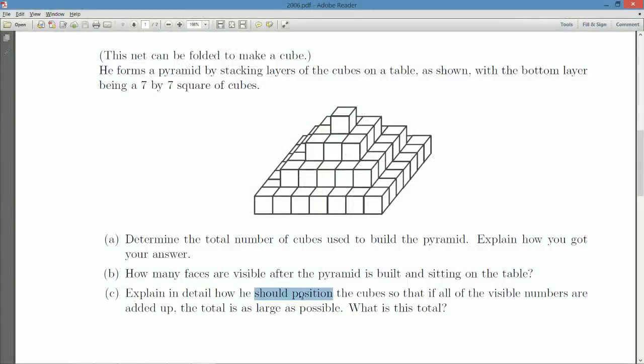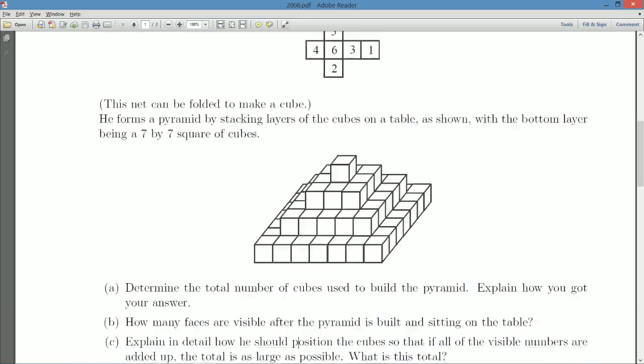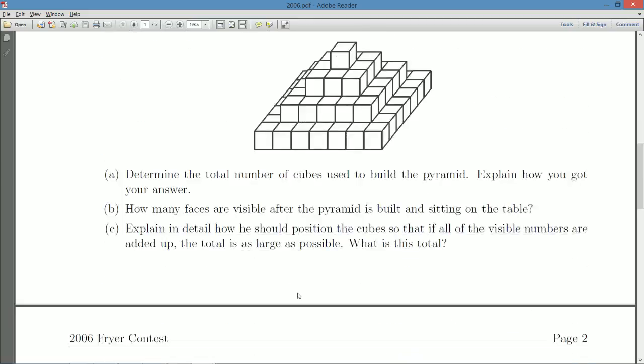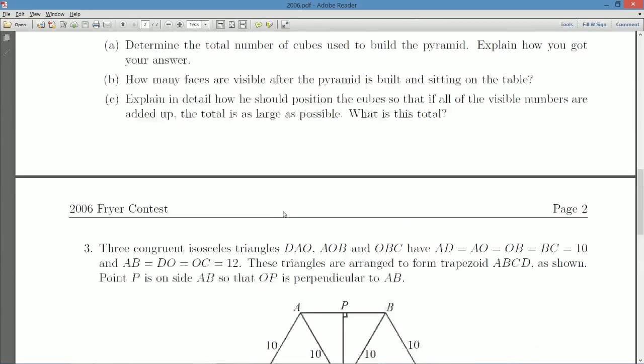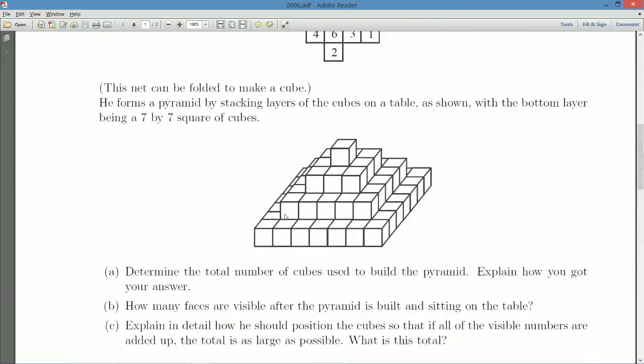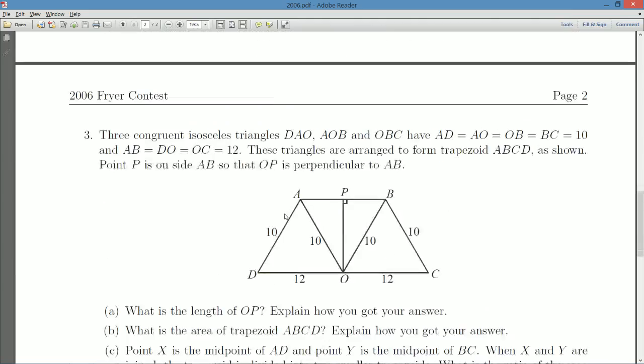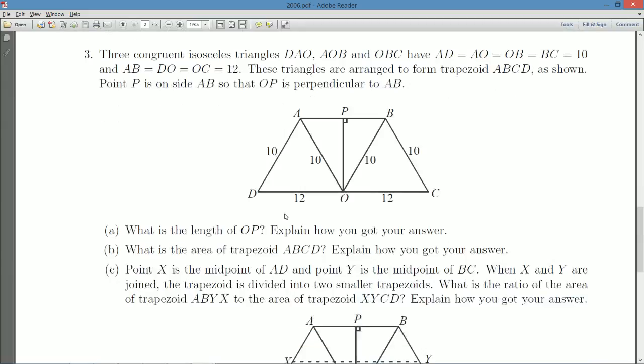So, we have stated how Dimitri needs to position his cubes to maximize the total possible sum, and we've also been able to calculate this total possible sum. And that concludes the C portion of the question, and that actually finishes up the whole question for us. So that's question number 2 on the 2006 Fryer contest. Hopefully you've enjoyed it, and hopefully you remember to try it ahead of time. If not, please remember to try question number 3 before we look at it in the very next video. But we'll see you guys for that question next time.